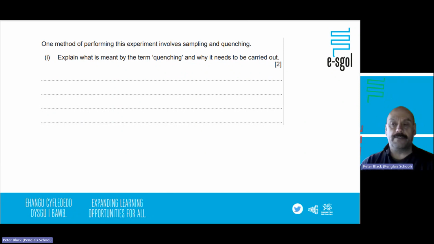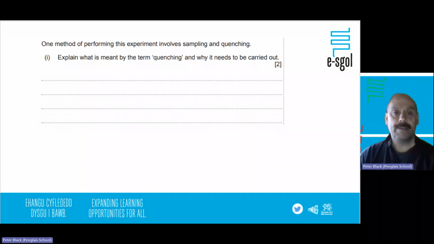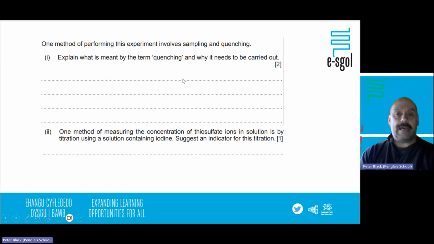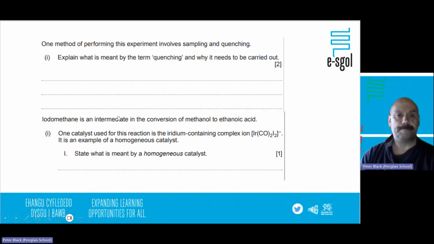Taking samples at regular intervals, adding to a large amount of distilled water to stop the reaction proceeding further, so that titrations can be carried out or the sample analysed. And then if we were going to do this with a reaction that produces iodine, what's a suitable method? One method of measuring the concentration of sulfate ions in solution is by titration with a solution containing iodine. A suitable indicator with iodine, yeah, it's going to be starch.